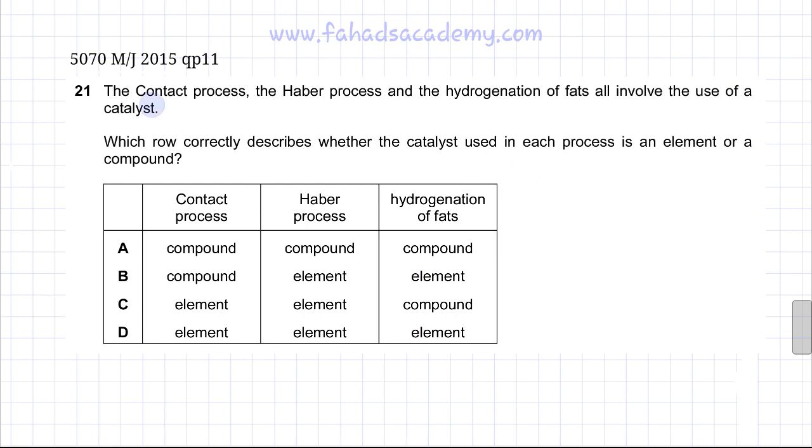Now remember, the contact process is used in the manufacture of sulfuric acid, and there's a reversible reaction in which SO2 reacts with oxygen and gets converted into SO3. So this is a balanced reaction for that particular process. And V2O5, vanadium pentaoxide, is used as a catalyst in this reaction. So that is for the contact process. Let me write that down.